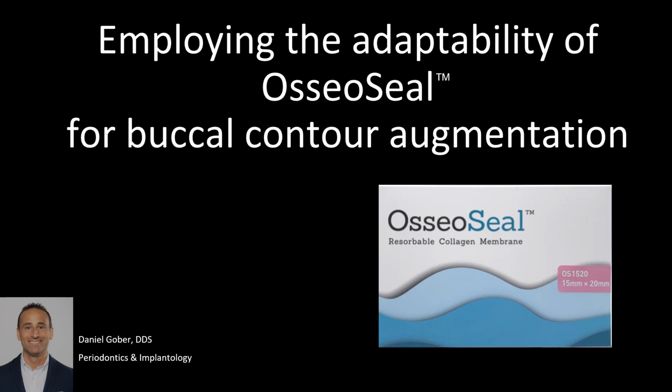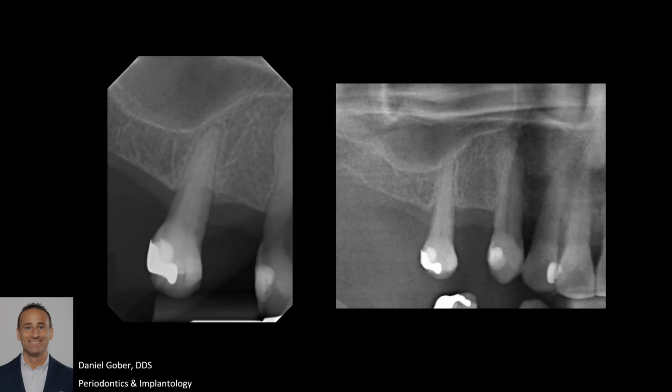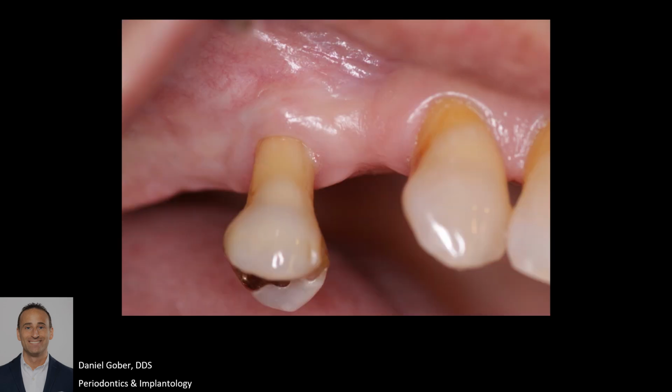So let's get into the case. Here you have a patient who's missing multiple teeth in the upper right posterior. The treatment plan was to place an implant in site number 3 and an implant in site number 5. What I want to focus on in this presentation is really the deficient buccal contour that you could see illustrated here.